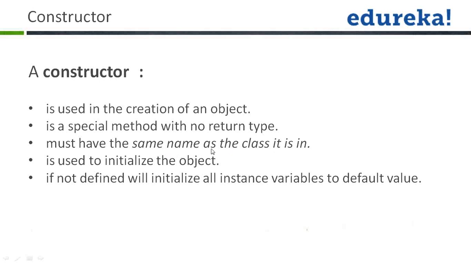It must have the same name as the class it is in. Like if there's a class beneath, the constructor of that class will be named beneath itself. It is used to initialize the object as well. If not defined, it will initialize all instance variables to default values. Okay. So there are default values for variables. If you haven't given a constructor, it will initialize the variables to the default values. So this was the definition or overview of constructor. Let's move on.